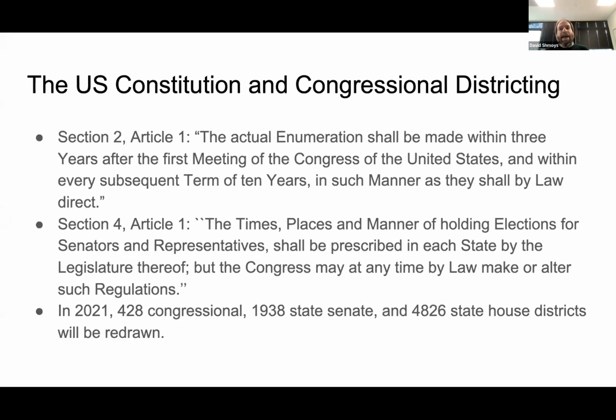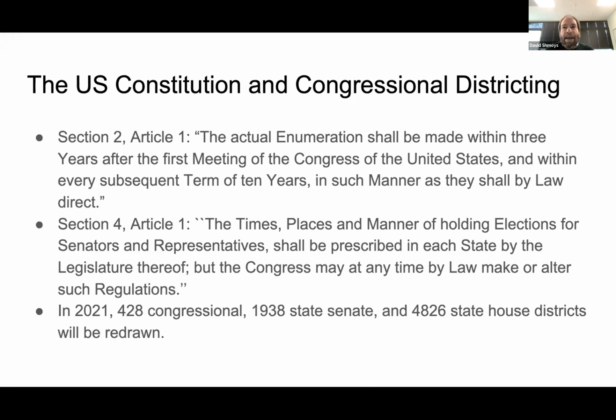And of course, the starting point for this is the US Constitution, which in Section 2, Article 1 says the actual enumeration shall be made within 3 years after the first meeting of the Congress of the United States, and within every subsequent term of 10 years in such manner as they shall by law direct. Section 4 of Article 1 says the times, places, and manner of holding elections for senators and representatives shall be prescribed by each state by the legislature thereof, but the Congress may at any time by law make or alter such regulations.